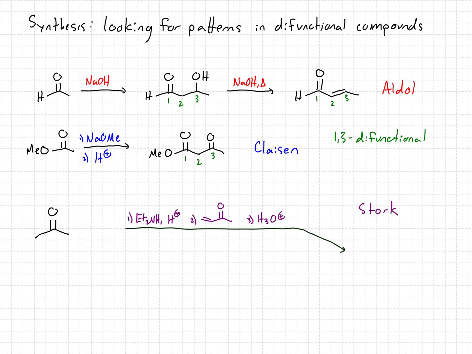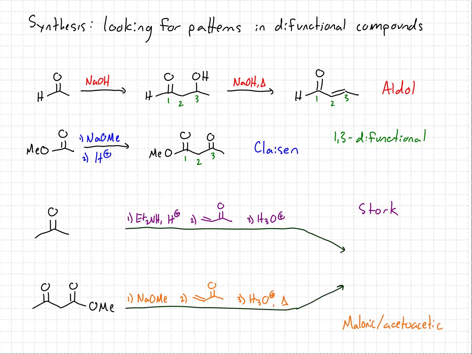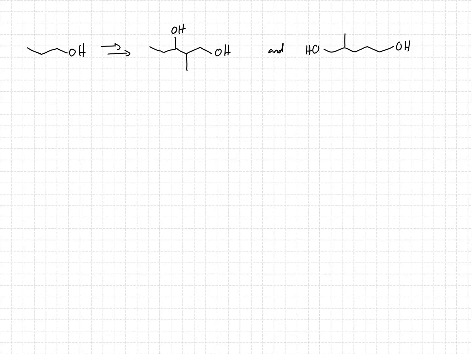On the other hand, if we look either at the Stork enamine synthesis or the malonic or acetoacetic reaction with a conjugated substance, we get a 1,5 difunctional compound, here a 1,5 diketone. So now for some practice, I'm going to walk through how we would apply this reasoning to two fairly straightforward examples. Starting with 1-propanol as my only source of carbon atoms, I want to make both of these different diols.